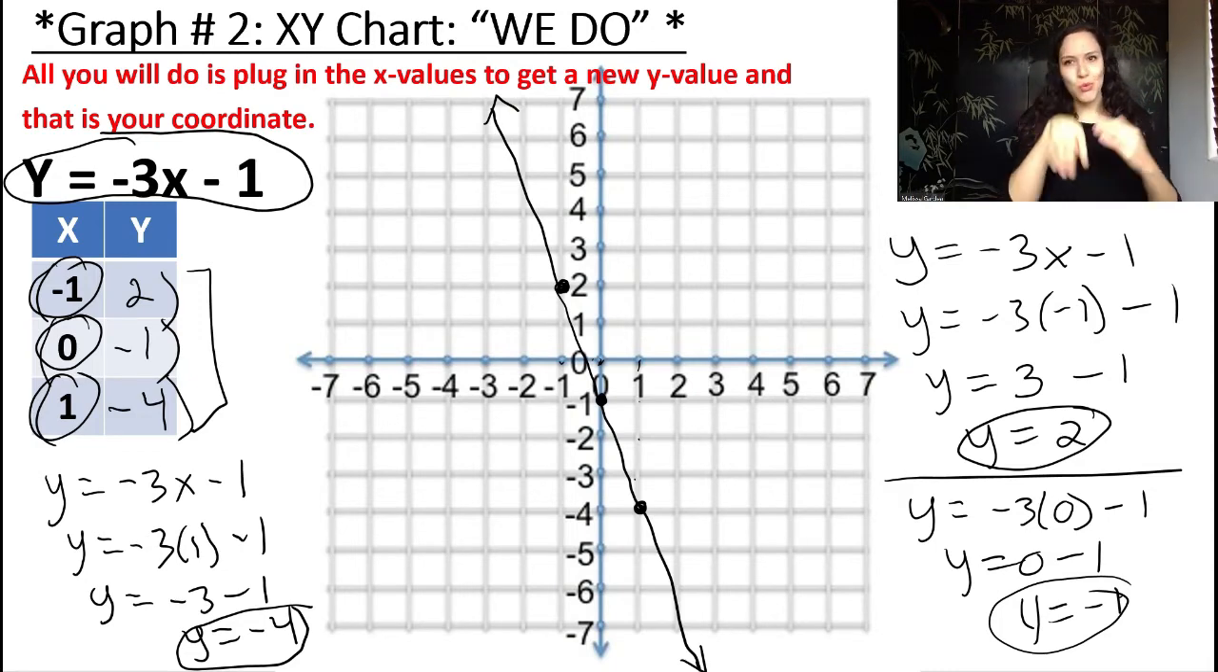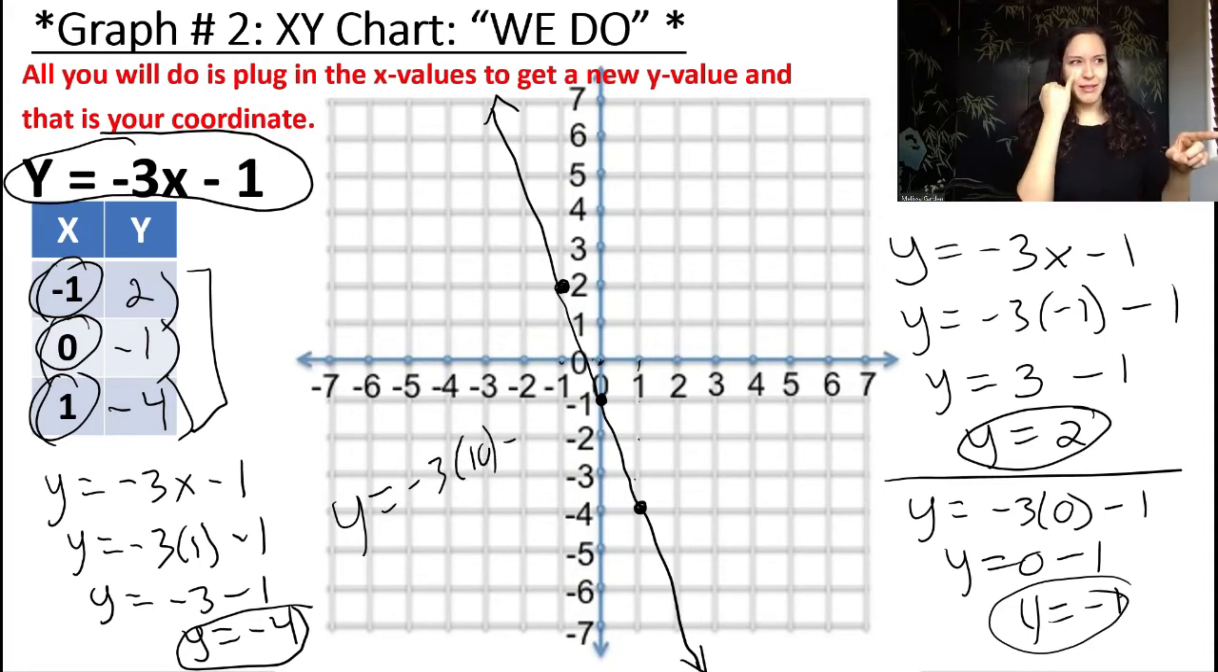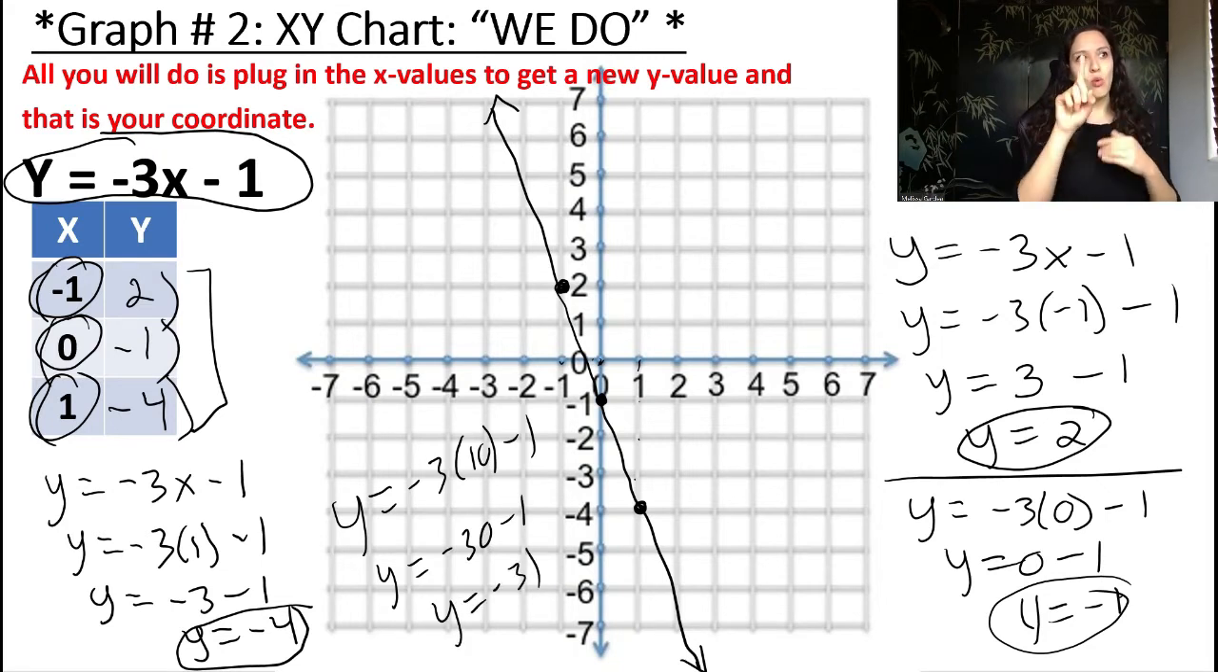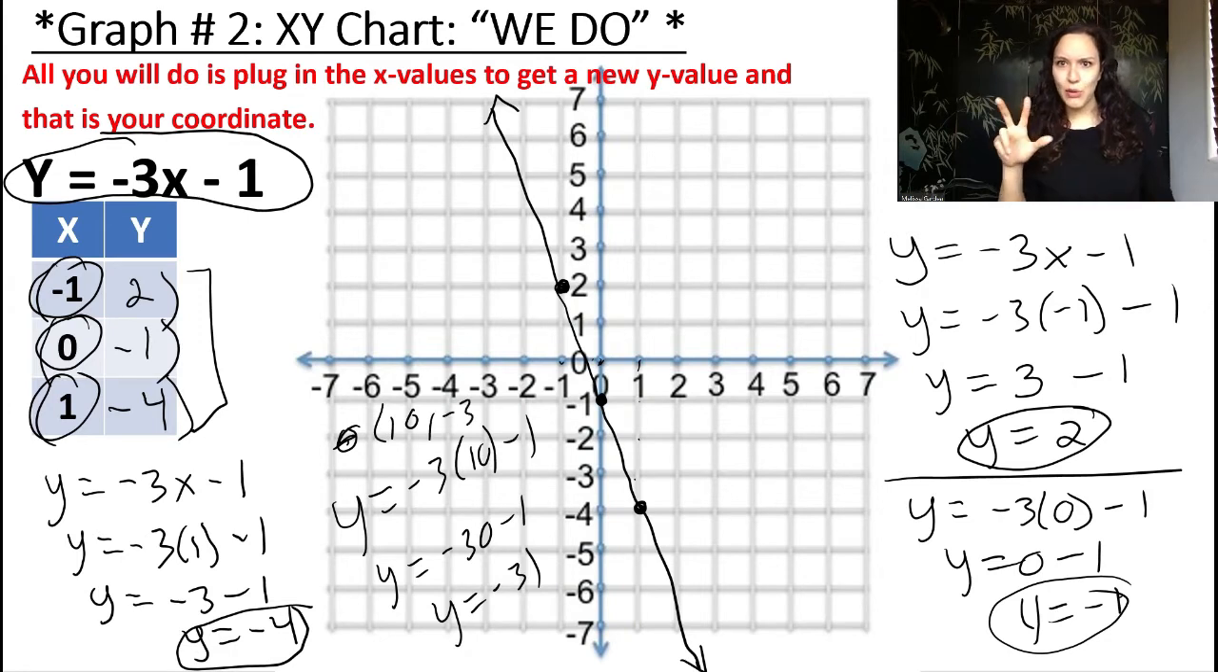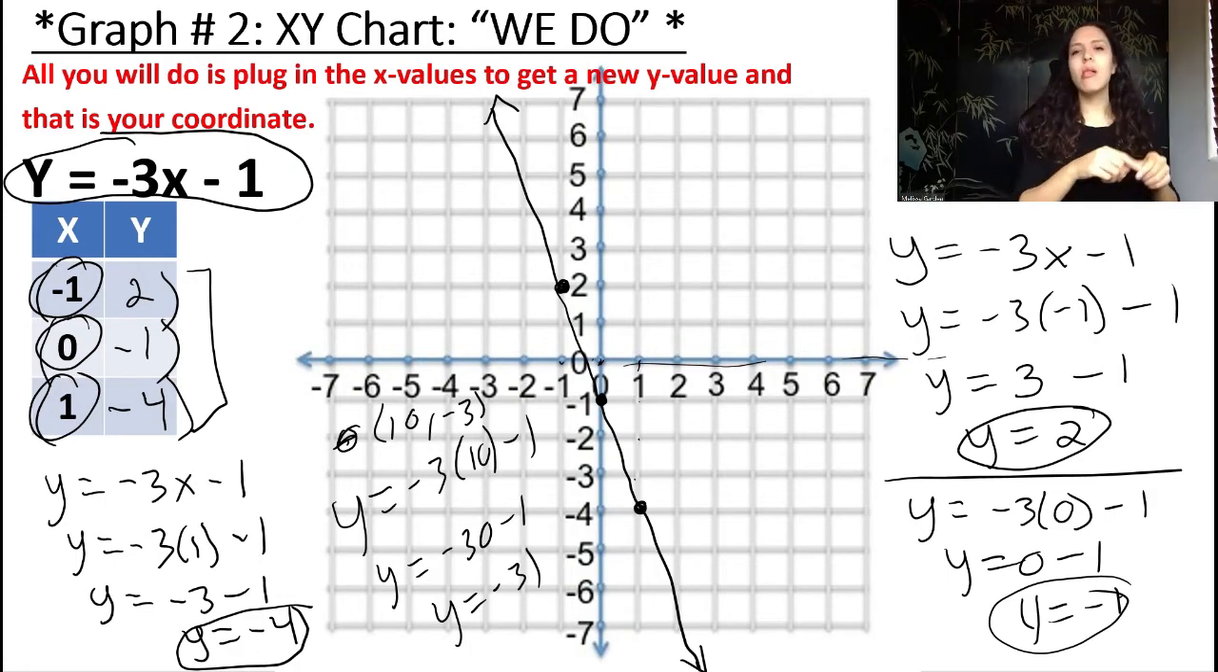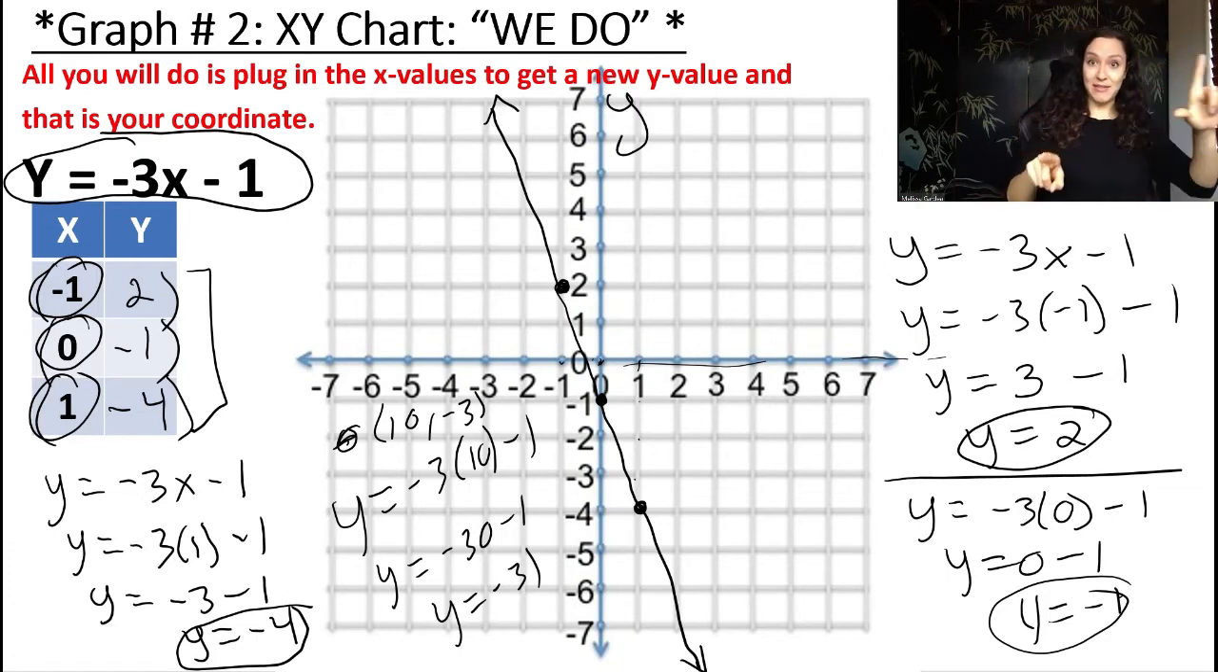Like if you plugged in 10, it would be y equals negative 3 times 10 minus 1, y equals negative 30 minus 1, y equals negative 31. So then your coordinate would be 10, negative 31. Well, there's no 10 on this graph. This is a small coordinate plane, and there's no negative 31. So I'm picking points that will definitely fit this graph for you, and will show us what's happening to the left of the y-axis, to the right of it, and on the y-axis.